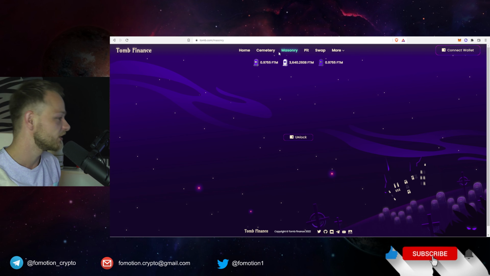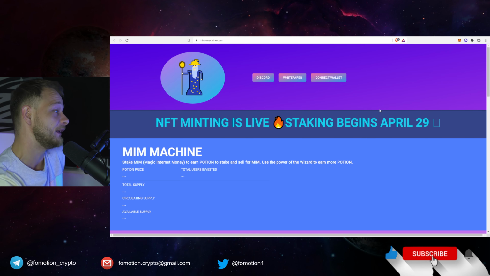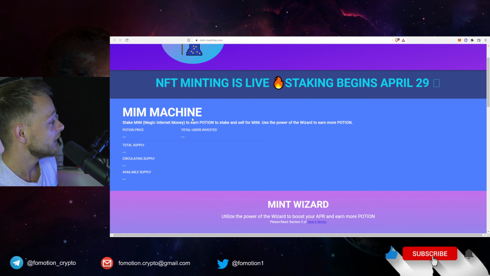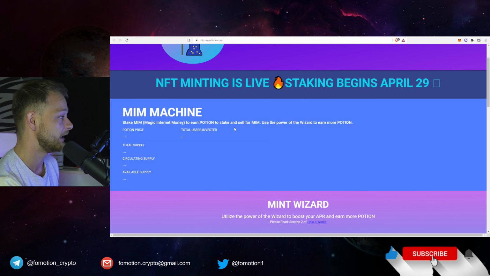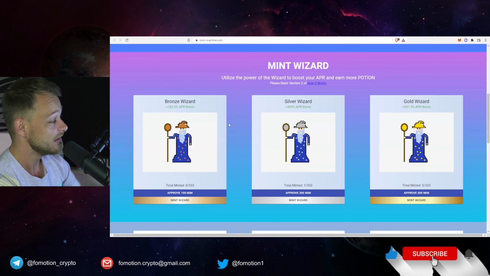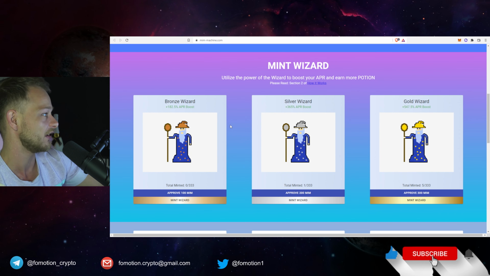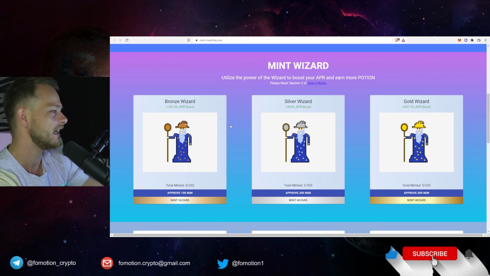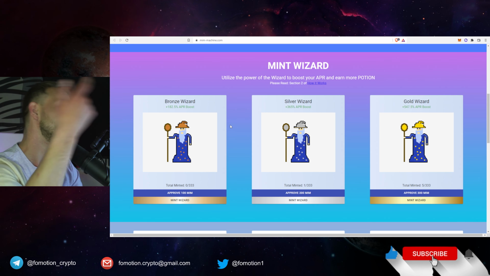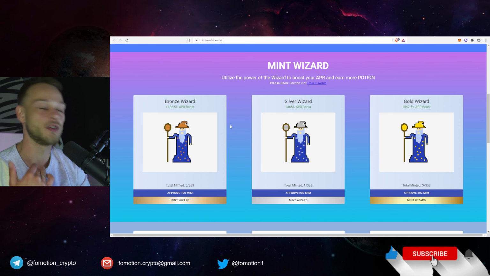And it works. Now this basically gives me the same feeling, because here, like I said, you stake your magic internet money, you earn your potion, and then you can stake your potion to get your magic internet money again. And on top of that, you can get one of these NFTs. I just say NFTs. Is it really an NFT? Yeah, it's kind of an NFT, right? You can get one of these NFTs to stake your rewards.